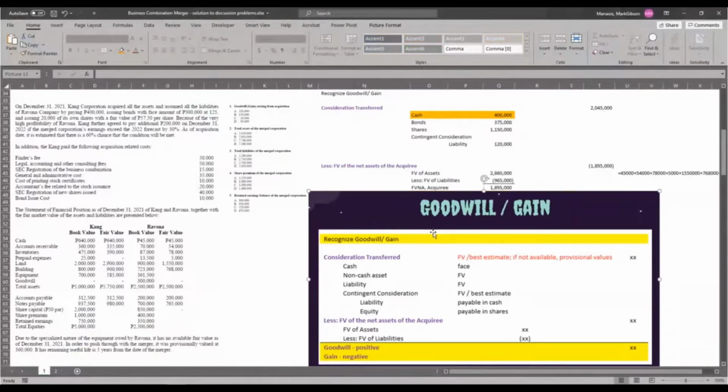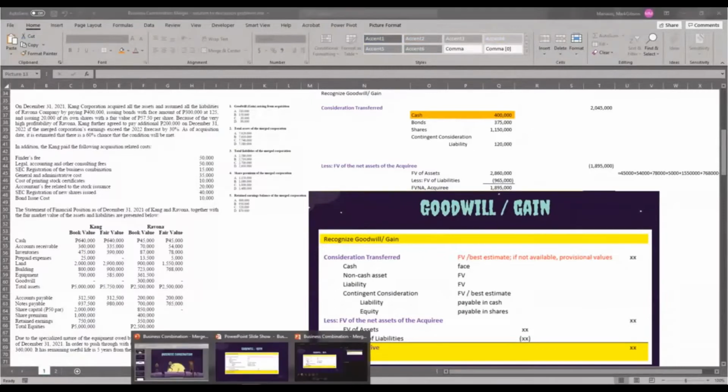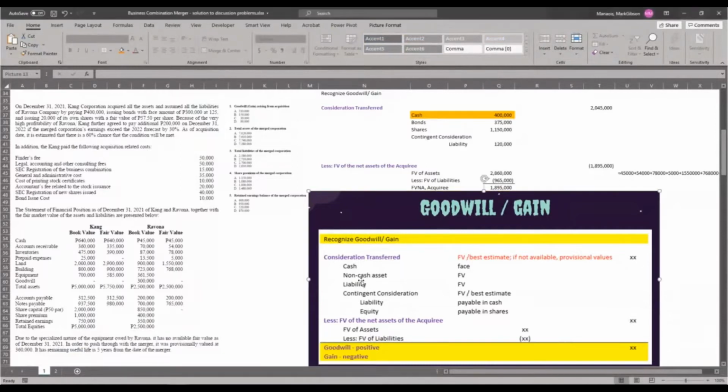May natin pag-usapan yung iba sa ilalim. Ito muna tayo. Step number 1 natin. Actually, step number 1, identify the acquirer, di ba? So, na-identify natin yun. It's Kang. Step number 2, ano nga yung next step natin? Identify the date of acquisition. So, the date of acquisition is December 31, 2021. And then, next is identifiable assets and liabilities and compute for the goodwill. So, actually, we are in step number 3. Alright? So, sabi dyan, non-cash assets, wala naman.